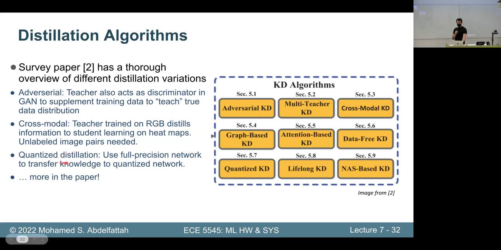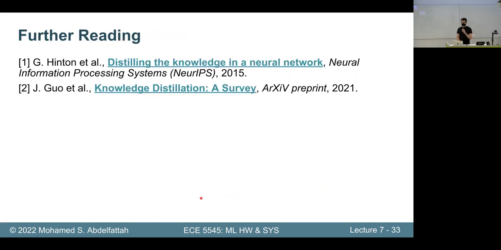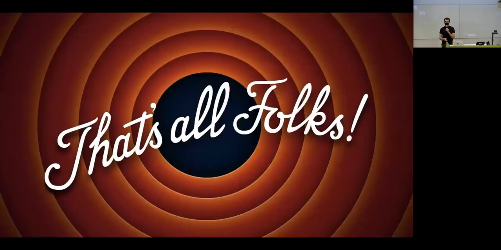Some people have also used distillation to train a quantized version of the same neural network, or to improve the accuracy of a quantized version. And many other things are in the paper that I recommend that you read. And so here is the further reading. Please read it.